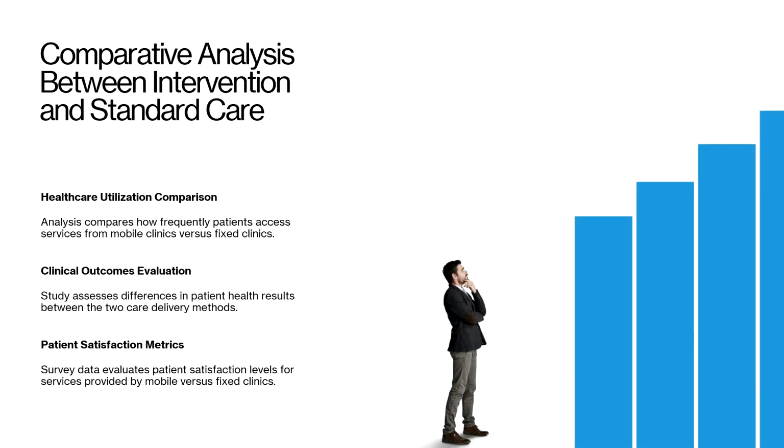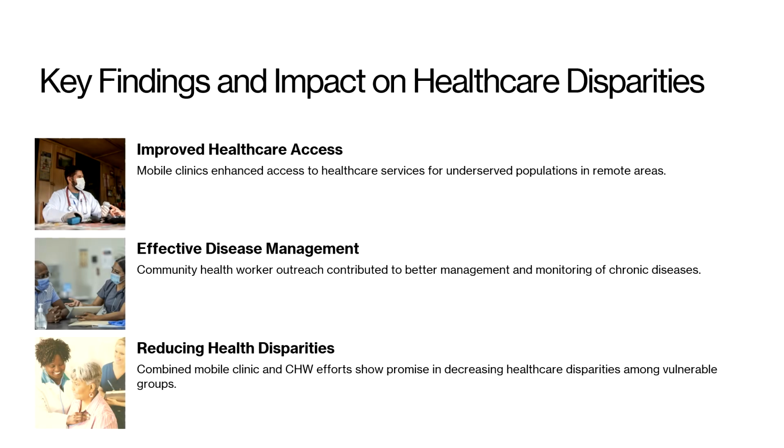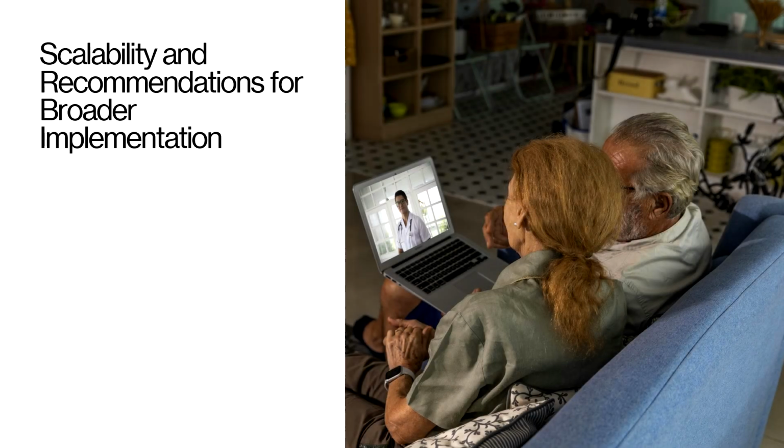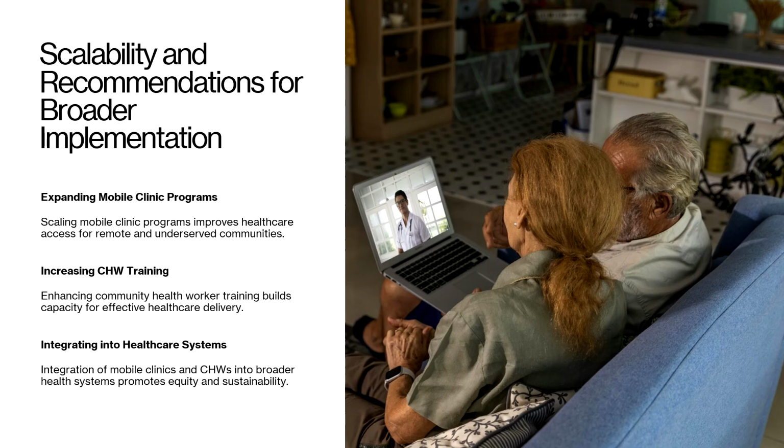The evaluation will compare healthcare utilization, clinical outcomes, and patient satisfaction metrics between those served by mobile clinics and those receiving standard fixed clinic care. Results indicate improvements in access and disease management among participants receiving mobile clinic and CHW outreach, suggesting a positive effect on reducing disparities. Recommendations include expanding mobile clinic programs, increasing CHW training, and integrating these approaches into broader healthcare systems to enhance equity.